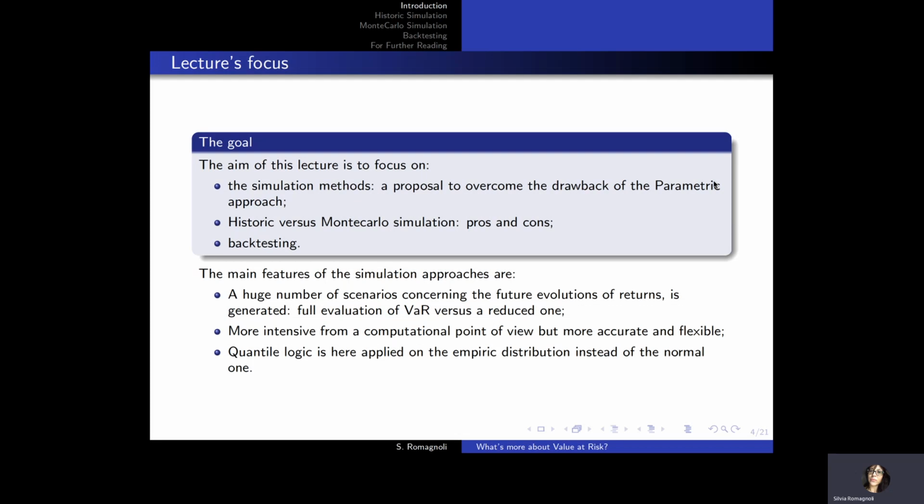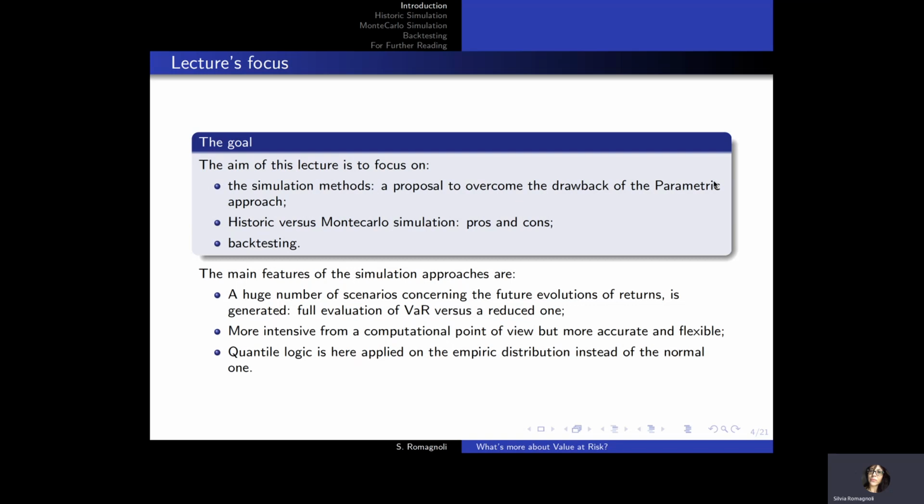Well, the main features of the simulation approach are, first of all, a huge number of scenarios concerning the future evaluation of return, which must be generated. This means that we refer here to a full evaluation of the value at risk versus a reduced evaluation, as in the case of the parametric value at risk, where all possible future movements of the returns are represented by the calibration of the standard deviation.